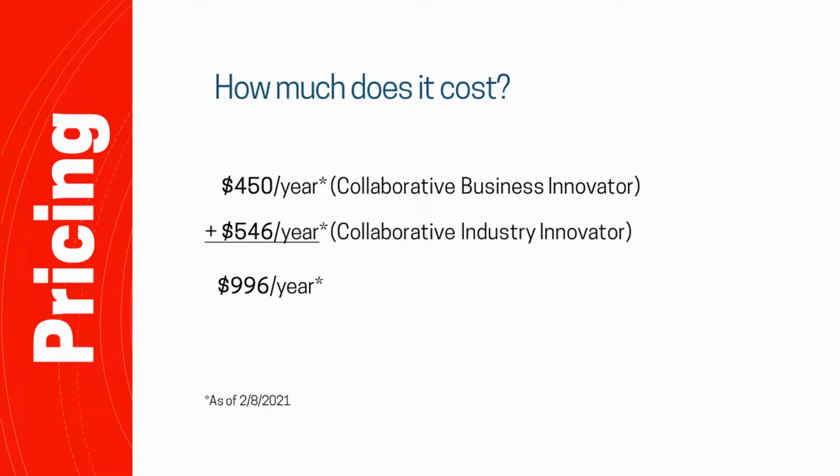Now let's get down to the costs a little bit. I'll go a little bit more in depth on the costing side of things, as it's a named user basis. Like I mentioned, each person would have a license, and some of the basic functionality is what's called the Collaborative Business Innovator. Again, if we get on a call, we can go much more in depth. I won't waste the whole time going into that, but that is $450 a year per person, and then the Collaborative Industry Innovator is $546 a year per person.